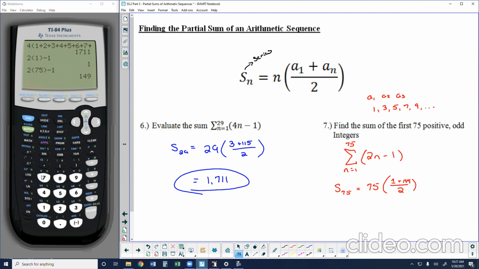So then the sum of the first 75 terms can be found by evaluating this expression, and that number would be 5,625. So here what we have is a shortcut. As long as we know that these are an arithmetic sequence, meaning that the difference between each term is the same, we can use this equation to find the sum of any given numbers within that sequence.